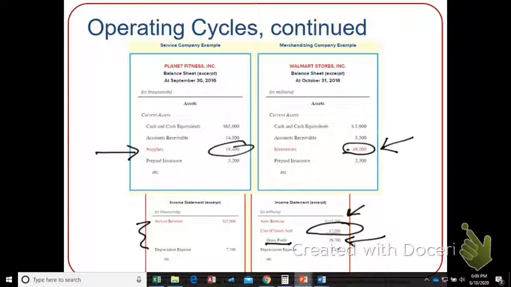So the balance sheets look very similar, and companies like Walmart can still have supplies, right? It's just categorized separately and usually a lot less.